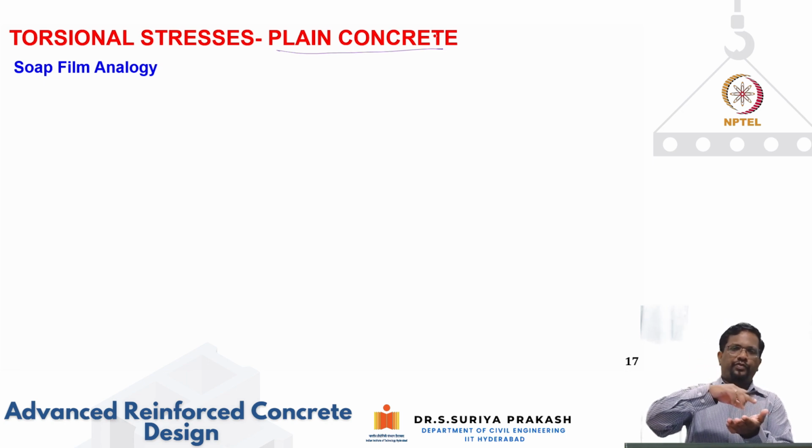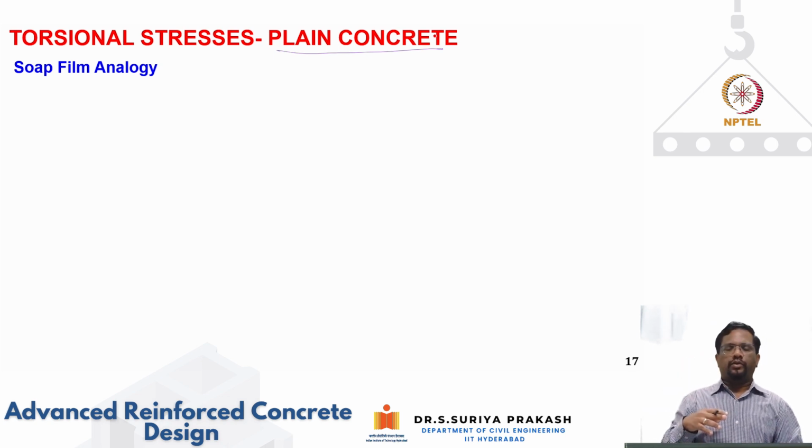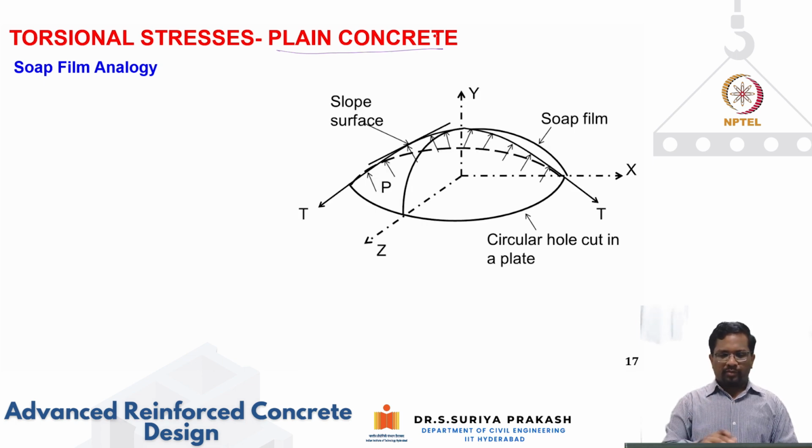If a soap film bubble is forming on the surface of this cross section, the slope of this film gives an idea of what kind of shear stresses you are going to have. So that is the soap film analogy. For example, if I take a circular section and I want to visualize how the shear stresses are going to be, what we can do is take a plate and cut a small circular cross section where you want to visualize.